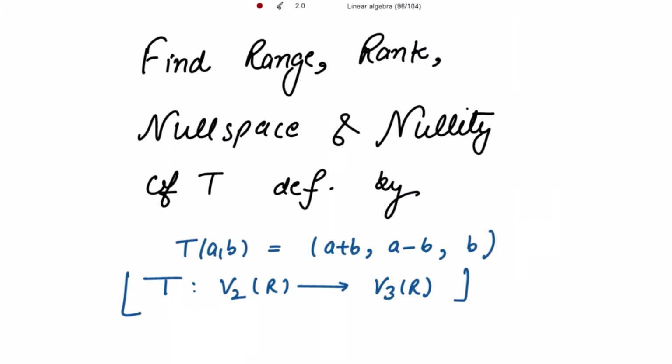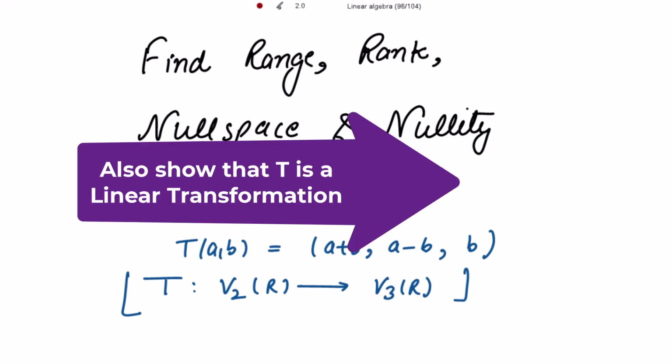Good morning. Here we need to find the range, rank, null space and nullity of the transformation T that is defined by T(A, B) = (A + B, A − B, B). And T is a linear transformation from V2(R) into V3(R).